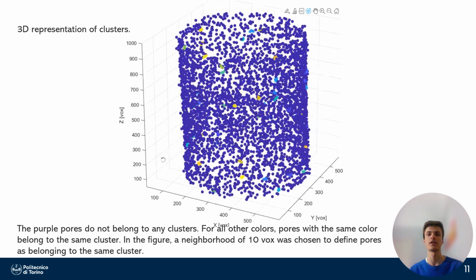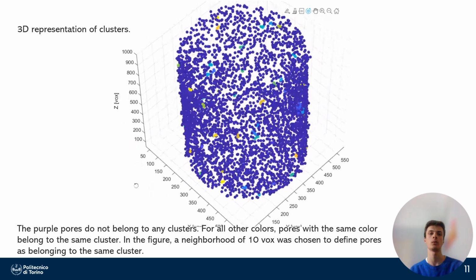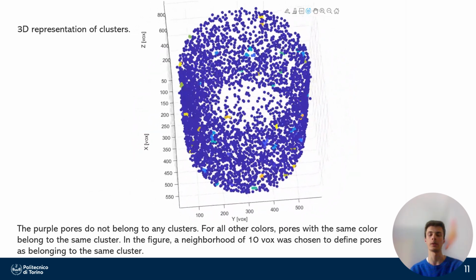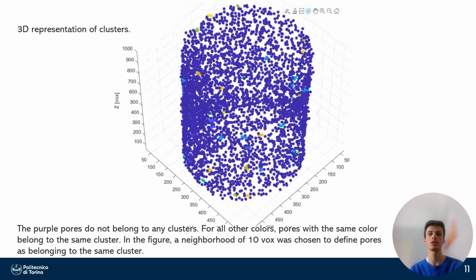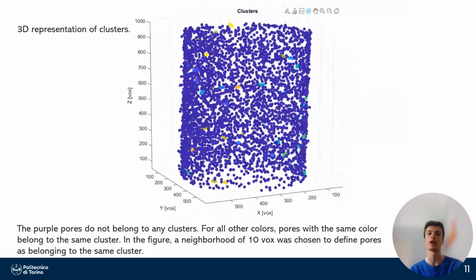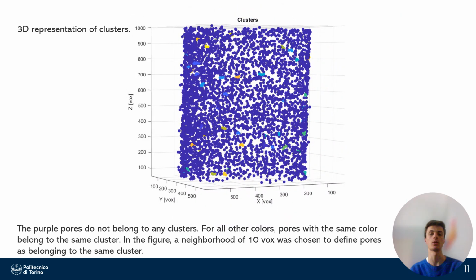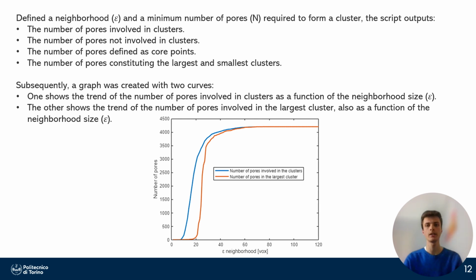The clusters present in the analyzed cylinder were then illustrated in 3 dimensions. In the representation, an epsilon of 10 voxels and n equal to 3 were used. Subsequently, the number of pores involved in clusters, the blue line, and the number of pores belonging to the most populous cluster, the orange line, were represented as the neighborhood epsilon varied.